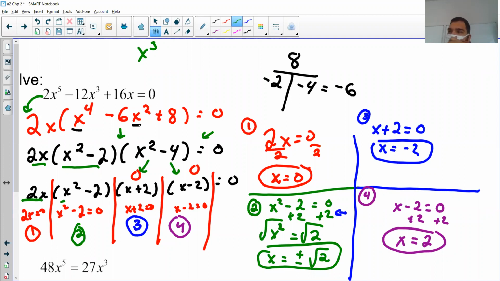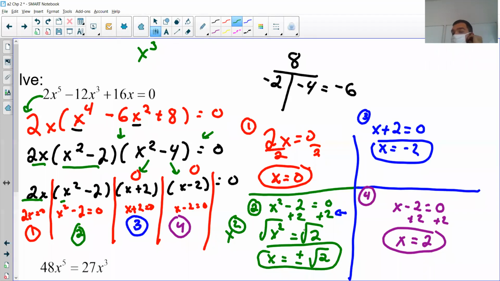Wait, why did you just decide that x squared equals the square root of something? If it's x squared, what can you do to both sides to get rid of the square? Square root. So that's what I did. I started from here, x squared minus 2 equals 0, plus 2 on both sides, so I had x squared equals 2. That's probably a good move.